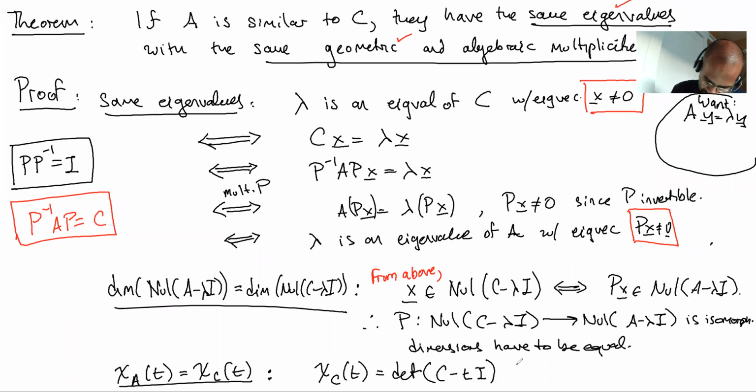But now the similarity equation tells me this is equal to the determinant of P inverse A P minus T I. And now I'm going to do something sneaky. I'm going to write the identity as P inverse identity P. I can do that, right? P inverse identity P is just P inverse P, which is identity. Any questions so far?